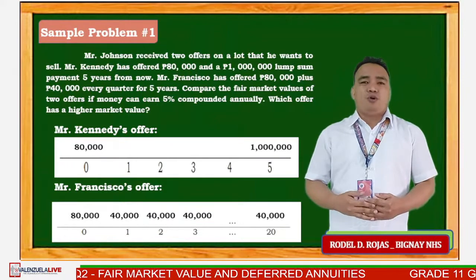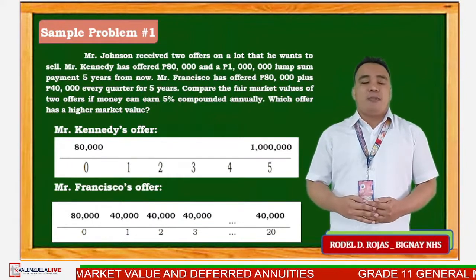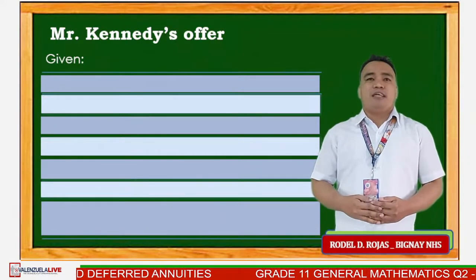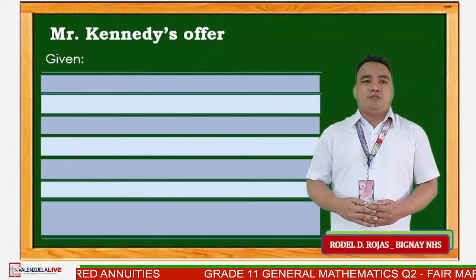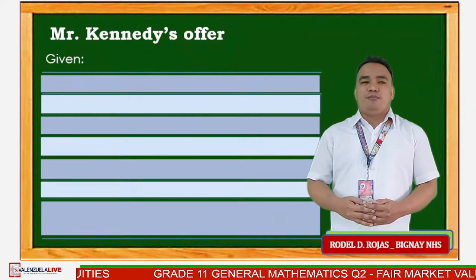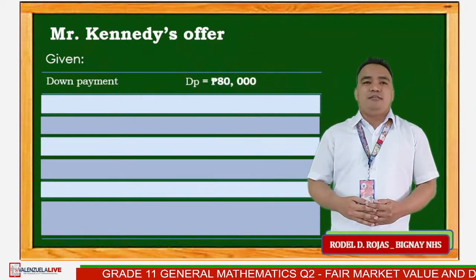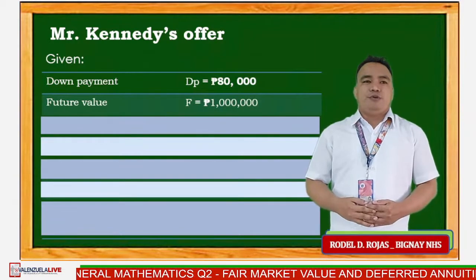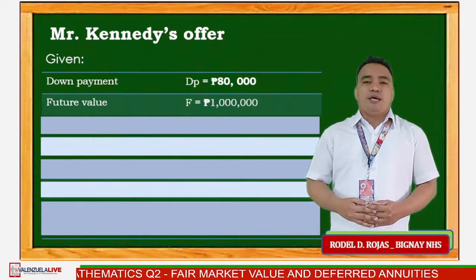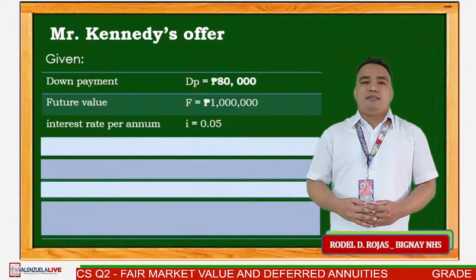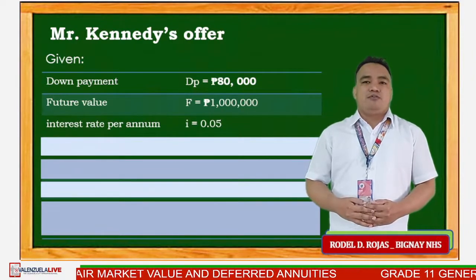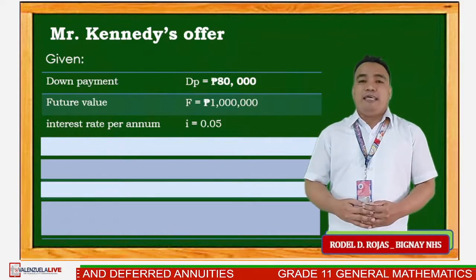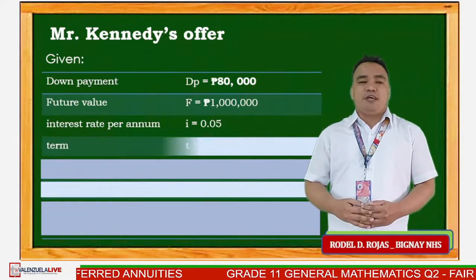Question, which offer has a higher fair market value? So let us find the fair market value of each offer. For Mr. Kennedy's offer, the following given are down payment, 80,000 pesos, future value, 1 million pesos, the interest rate, which is 5%, convert into decimal, that is 0.05, therefore I equals 0.05.